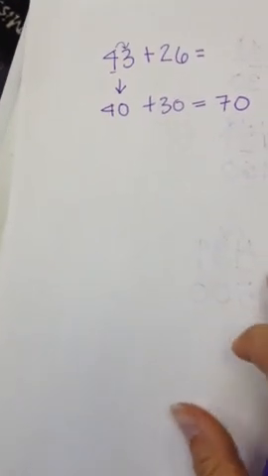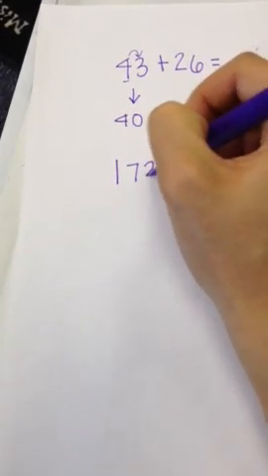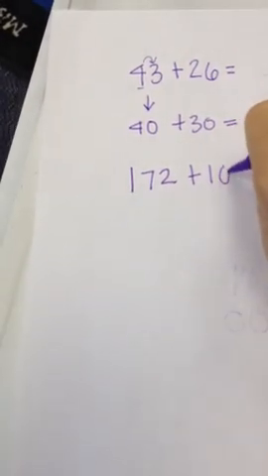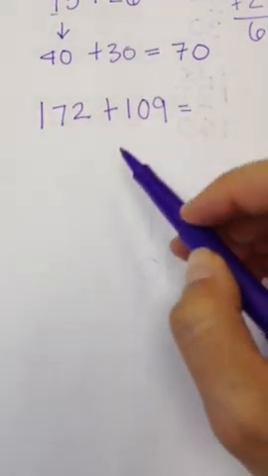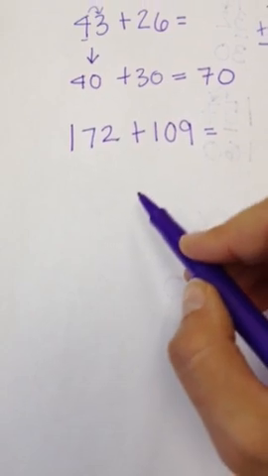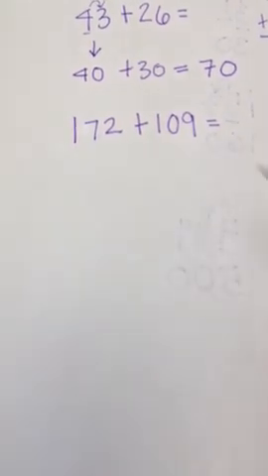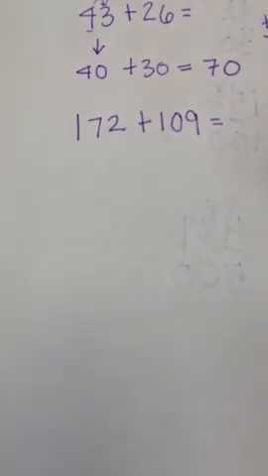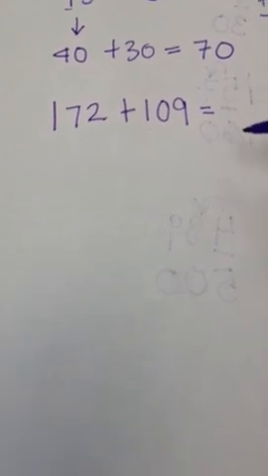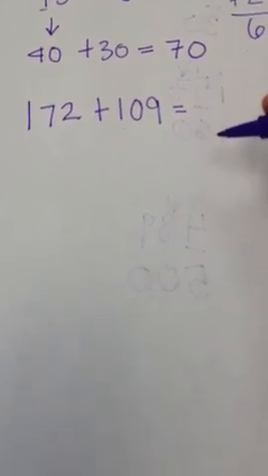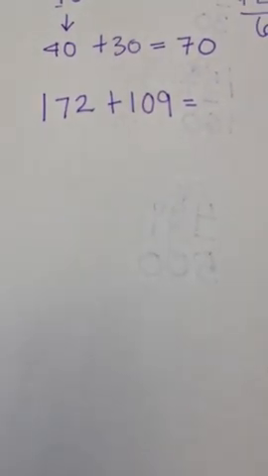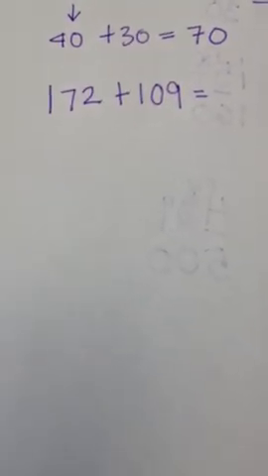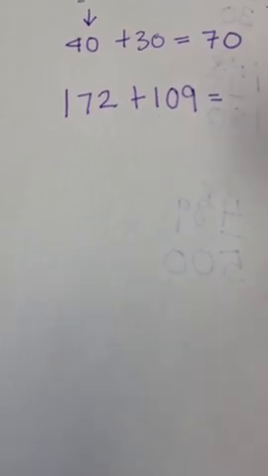Let's practice a 3-digit one. Let's do 172 plus 109. Now, you have two options for this problem. You can choose to round to the nearest 10, or you can choose to round to the nearest 100. Just keep in mind that when you round to the nearest 10, you're going to get a more exact estimate. If you round to the nearest 100, then your ballpark estimate is going to be around 100, within 100 instead of within 10.